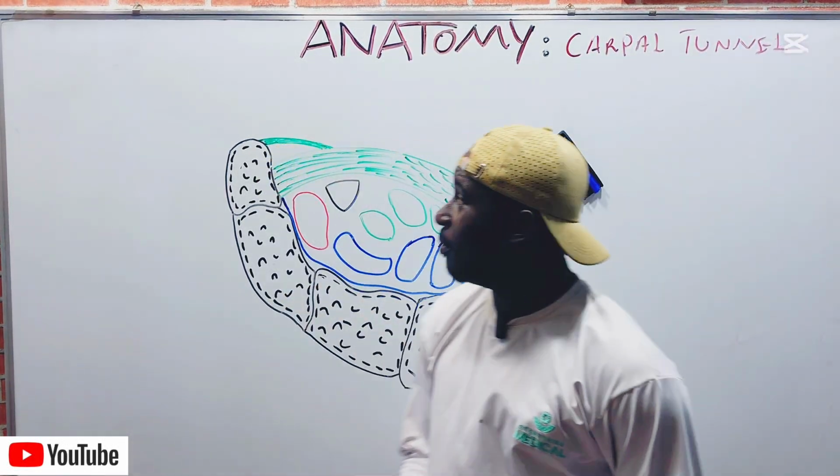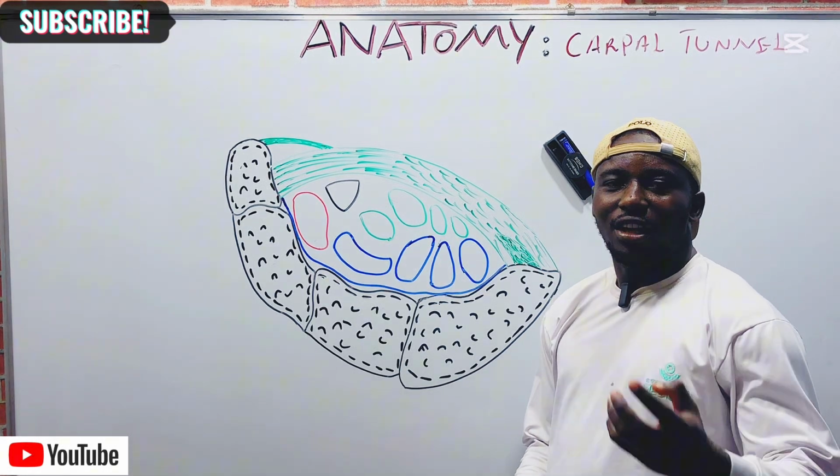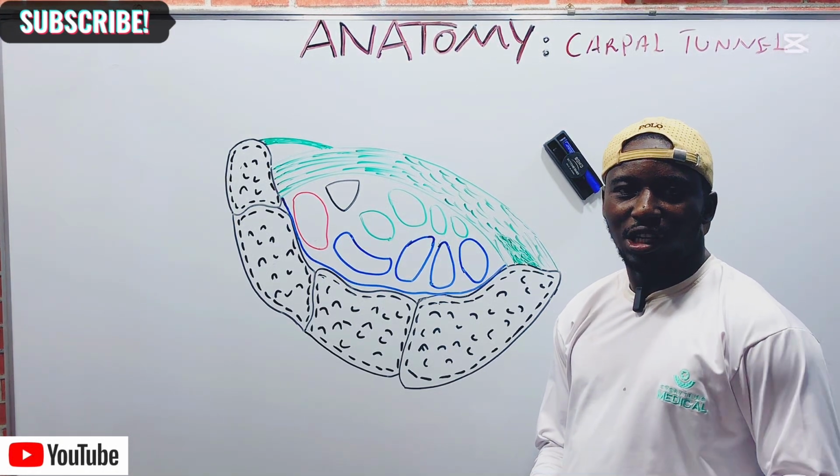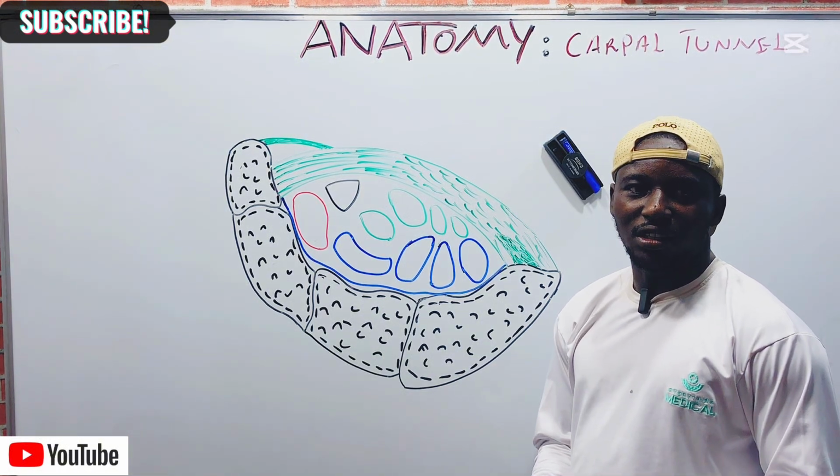Today's video, we shall be looking at the anatomy of the carpal tunnel. The carpal tunnel is an osteofibrous tunnel that is located at the anterior aspect of the wrist.